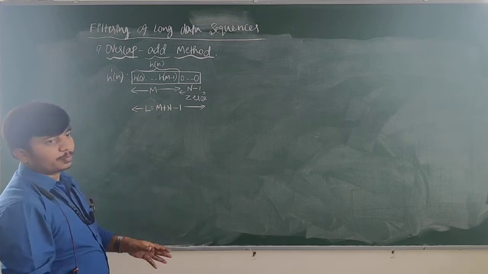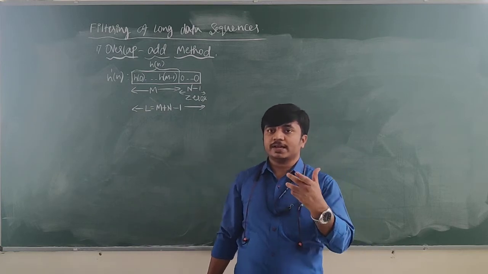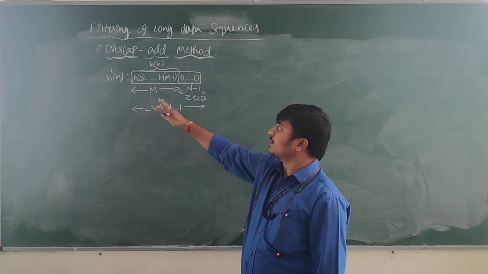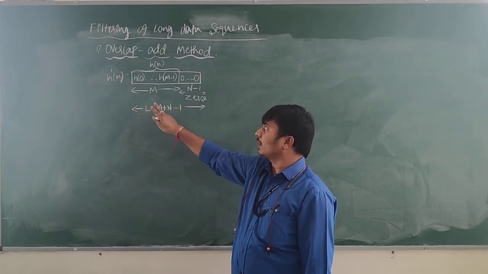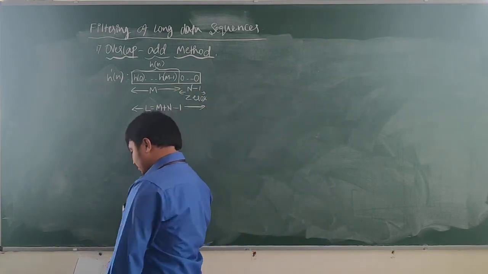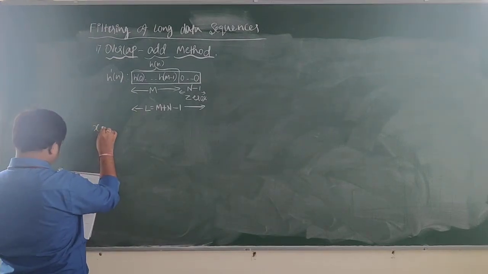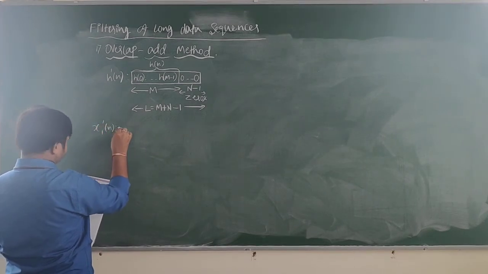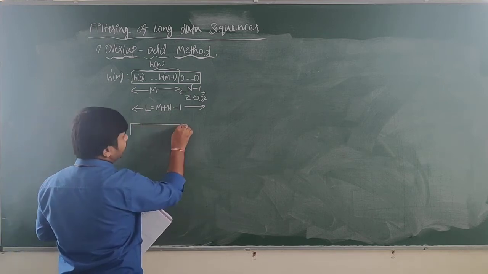Before performing the convolution, the rule is the same: we need to have x of n and h of n of the same length. So to make the length of this h of n equal to L, I will add n minus 1 zeros to the end. Next, the input signal x of n, I will split that input into several blocks.